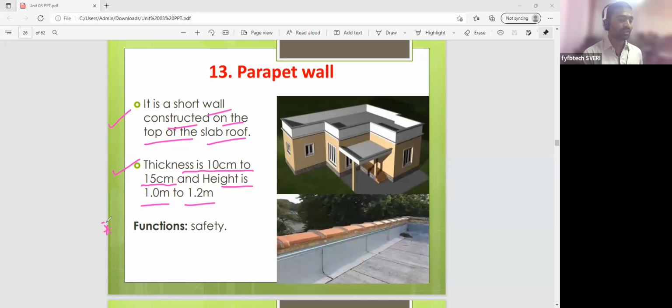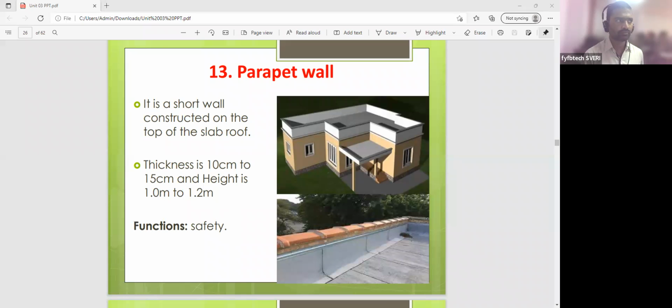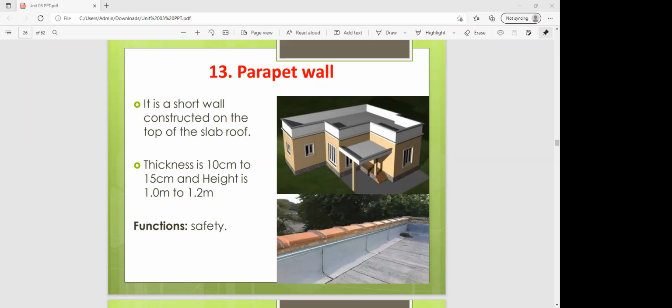This is also important. What is the function of the parapet wall? It is for safety purposes. This is a slab. On top of that slab, this is a parapet wall. Is it visible? Yes, sir. Complete? Yes, sir.